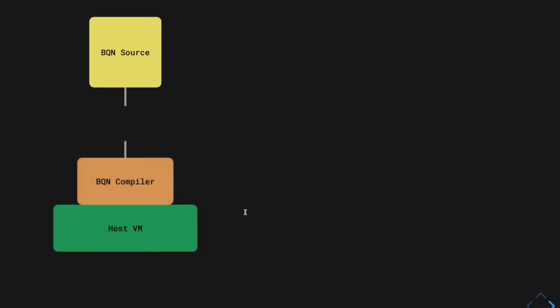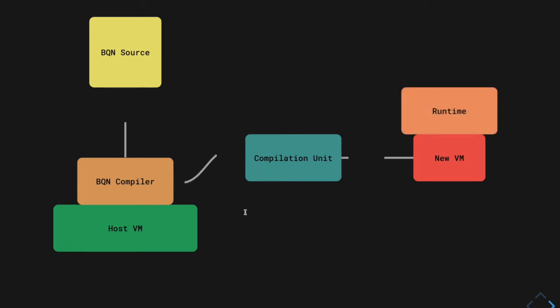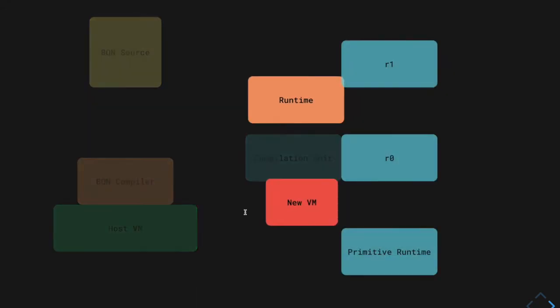Up at the top, we have our BQN source code, something like the string 2+2 in our earlier examples. This is then fed into the BQN compiler running in a host virtual machine, which then outputs a compilation unit. This is then fed into the new virtual machine, but remember that the new virtual machine is also paired with the runtime, which feeds some values back into the compilation unit. For example, runtime of 0, the plus operator.